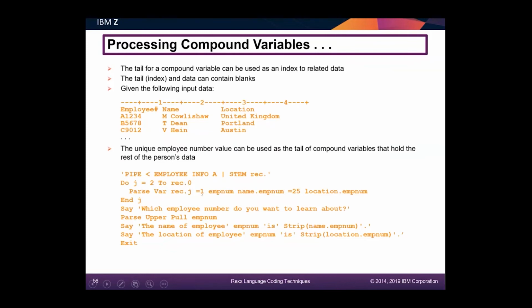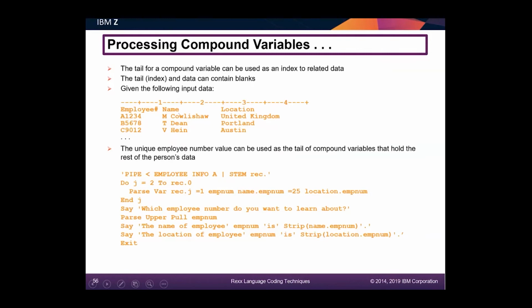And I'm going to start in column 1, and I'm going to put the data into a variable called employee number. And then, if you remember our parsing, I'm going to do blank delimited parsing. So as soon as I hit a blank after employee number, I'm going to stop. And then I'm going to get to the next non-blank character and put it into name.employeenum. So now name.A1234 is equal to M. Kalashaw. And I do that, I put into name.employeenum data starting with the first non-blank character after the employee number, so the M or the T or the V, and I do that all the way until I get to column 25.